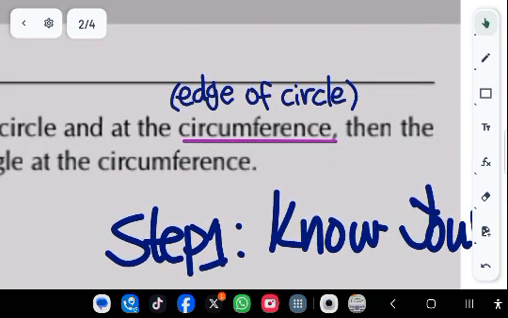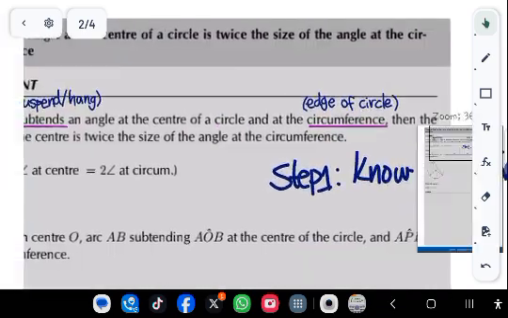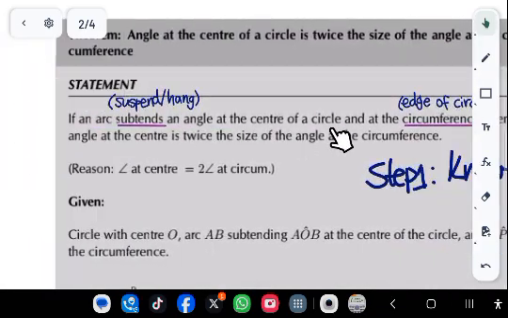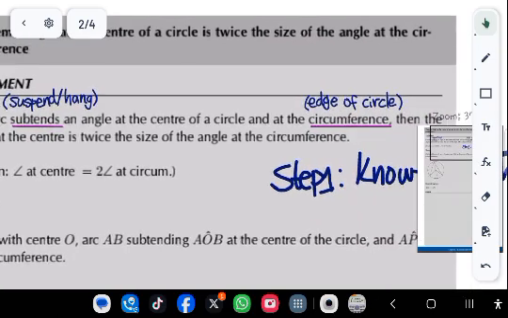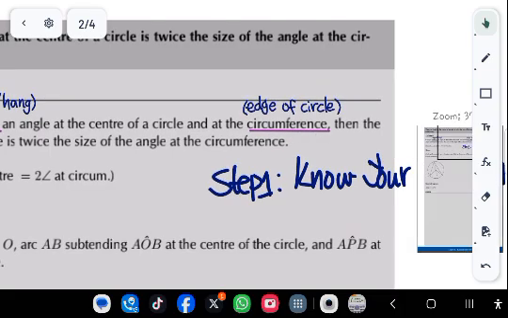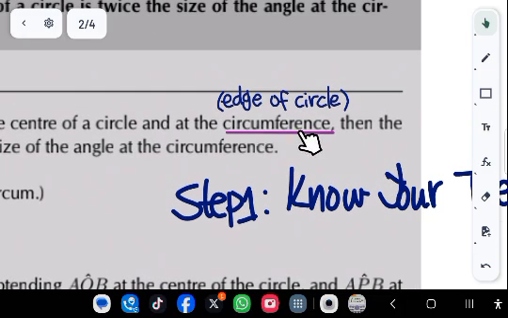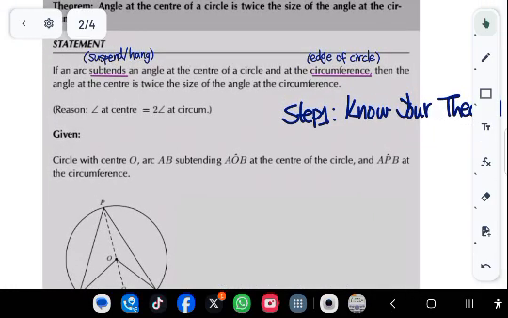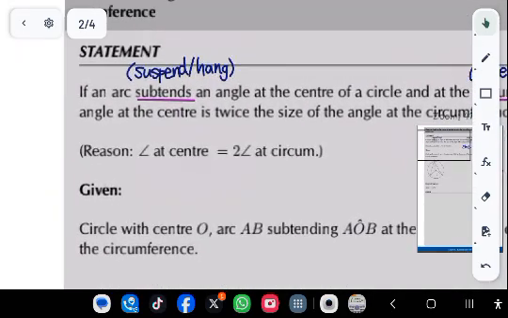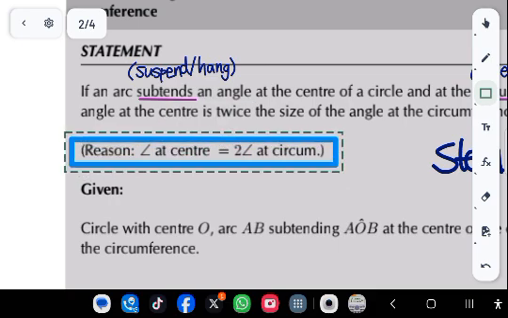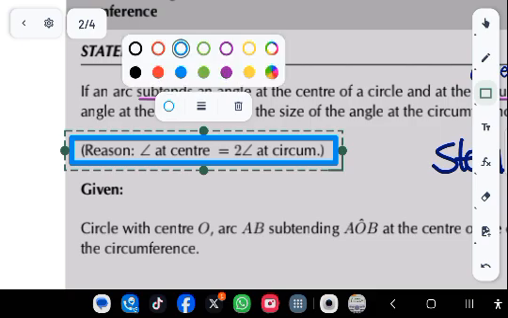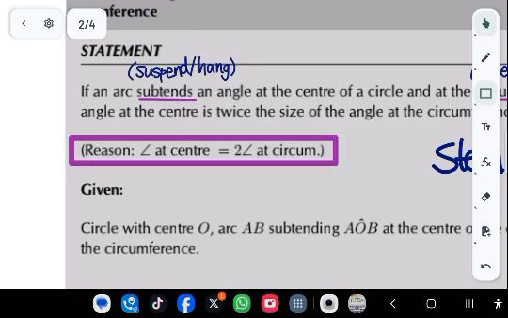And the circumference of a circle is the edge of a circle. So the angle subtended, or hanged, at the center of the circle by an arc is twice the angle subtended by the same arc at the circumference. And the reason we use for this one is: angle at center equals twice angle at circumference. There is the reason.